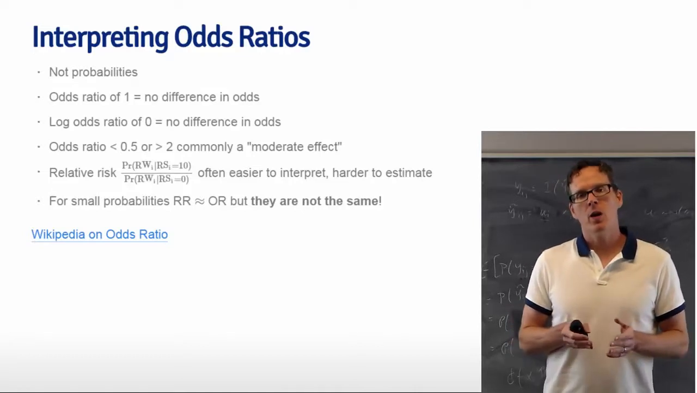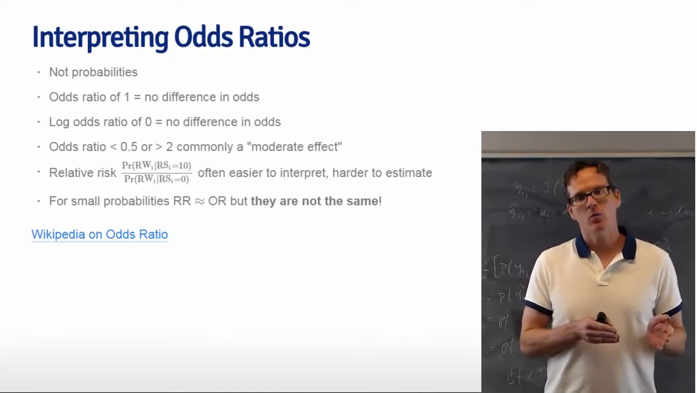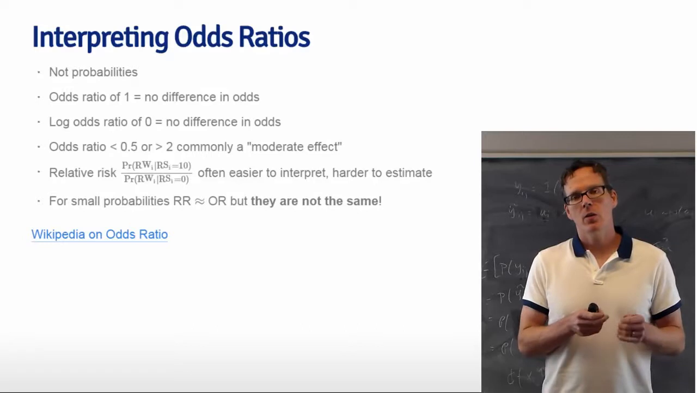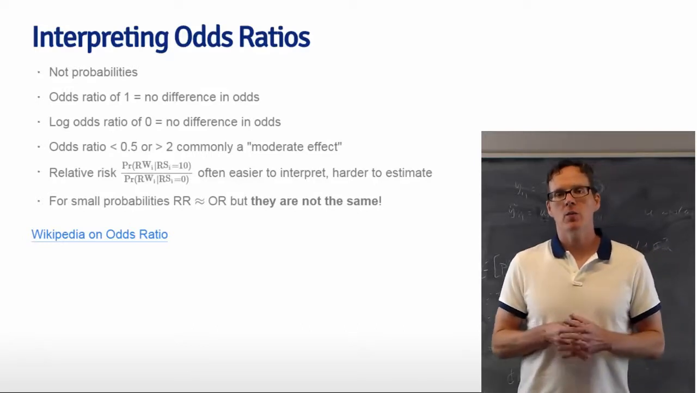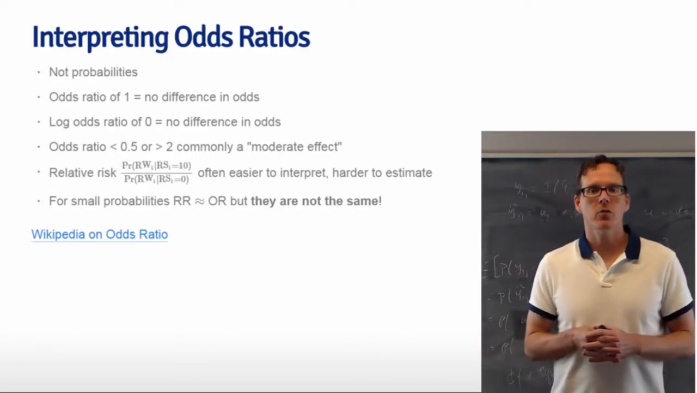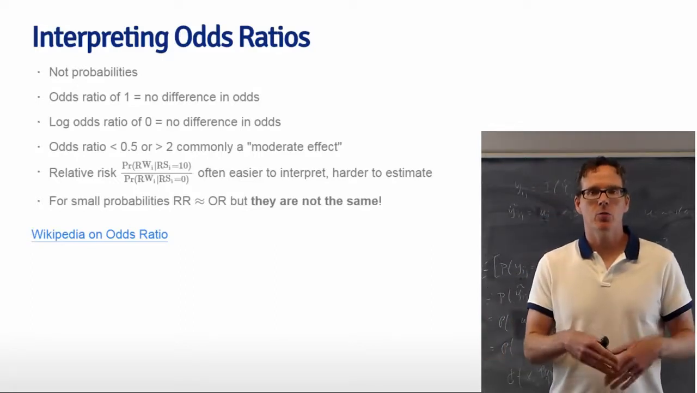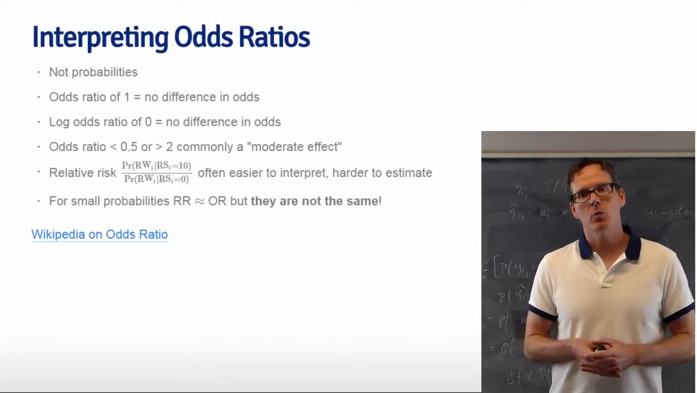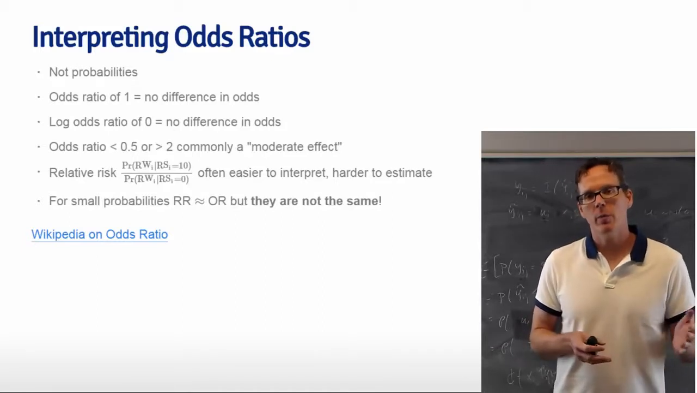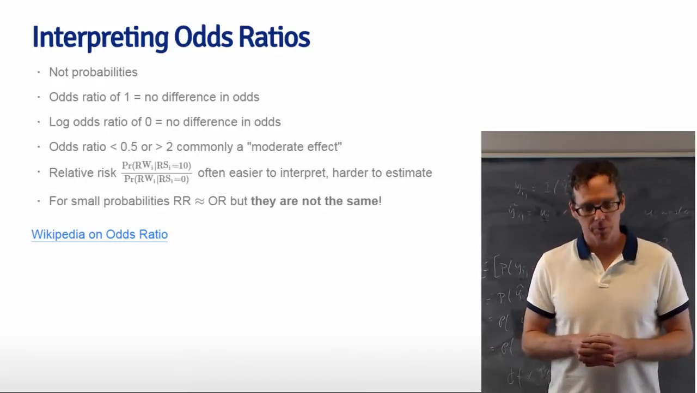One thing that is pretty common: if you happen to have small probabilities, then the relative risk approximates the odds ratio. This is an old, very classic result, so people go ahead and fit the odds ratios, but then interpret them as if they're relative risks. So if you've seen that before, then that's where that's coming from.